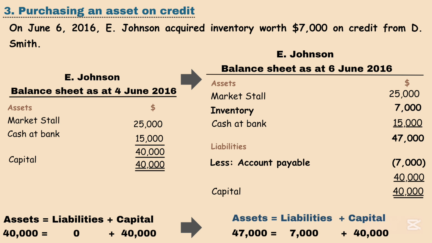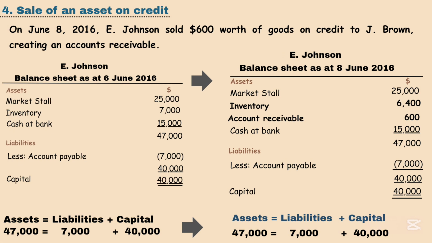Now, with this new transaction, total assets increased to $47,000 because $7,000 was added to inventory. Liabilities increased to $7,000 because the inventory was purchased on credit. Under liabilities, there will now be accounts payable of $7,000. The brackets indicate a negative amount or an amount to be subtracted.